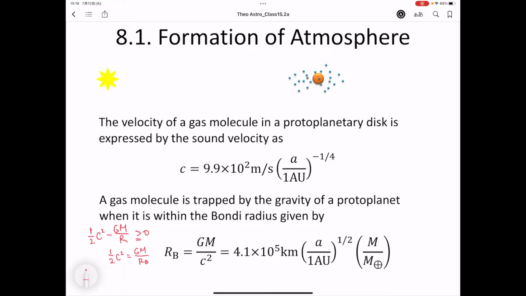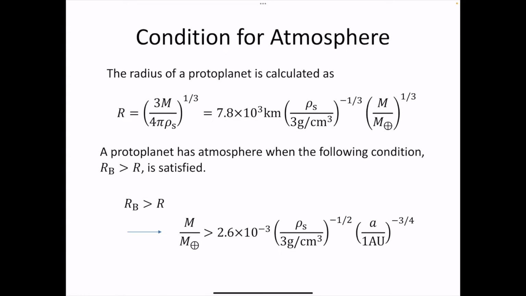So r sub b can be calculated. GM over c squared. So it becomes 400,000 kilometers when the mass of a protoplanet is Earth size at a equal 1 AU. Then we'd like to find out the condition for atmospheres. Radius of a protoplanet is calculated from these equations. Mass of a protoplanet can be calculated. The volume 4 over 3 pi times r cubed. This is the volume of a sphere times the densities of materials of a protoplanet. Using these equations, you can find out the radius of a protoplanet.